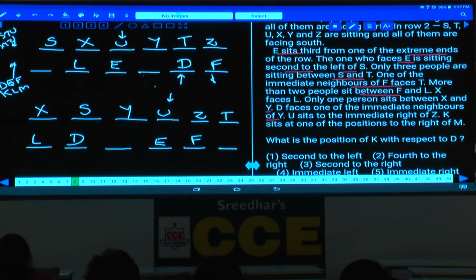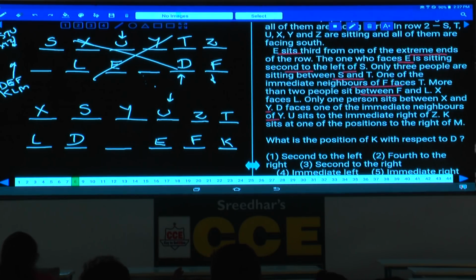Then U will be third to the right rather than immediate right. Hence the first case is completely ruled out. Now we are left with only the second case. In the second case, 2 more persons: K sits at one of the positions to the right of M. As K is to the right of M, the word immediate is not given anywhere to the right hand side. And this is how these 12 persons were seated in 2 different rows. In the first row, LDM, EFK, and in the other row, XSY, UZT.